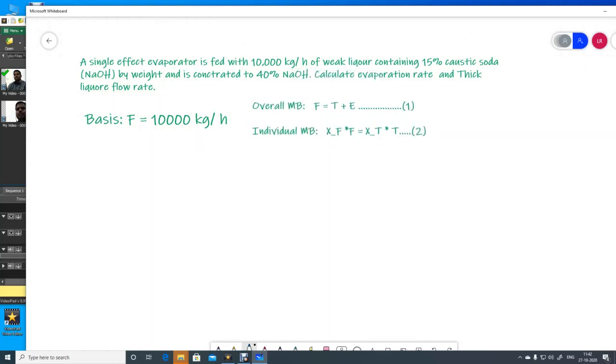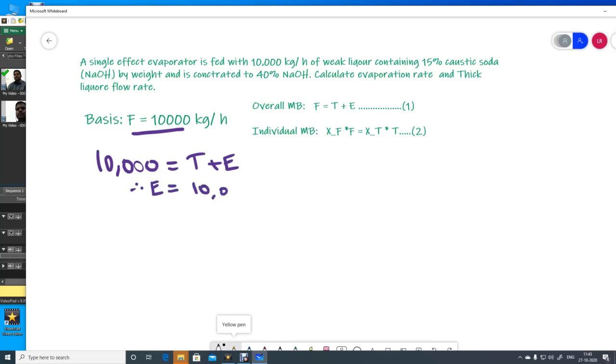So we have written the overall material balance F equal to T plus E, and the individual material balance XF into F is equal to XT into T only. We have not written Xe into E because there are no solids present in the evaporate. Here the data is given as 10,000, so we can write 10,000 is equal to T plus E. Rearranging, E equal to 10,000 minus T, which is equation number 1A. We are going to do this because once we find the T value, we will substitute it in equation 1A.